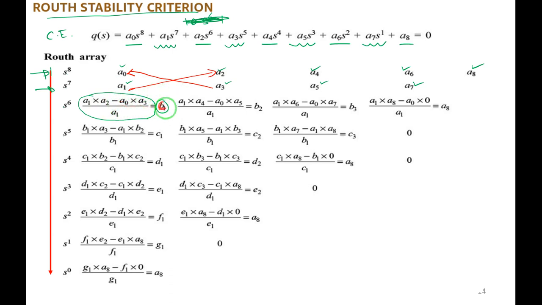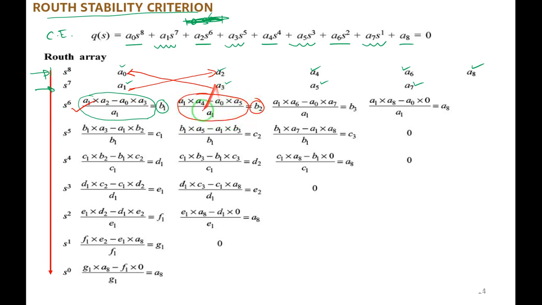How to calculate this element b1? a1 into a2 minus a3 into a0 divided by a1. So we got this. This is how it is filled, right? Calculate it, whatever value you get, write it here. But this is the general characteristic equation, so we will keep it in terms of a1, a2 only. Next, how to calculate this second element? Let me call this b2.